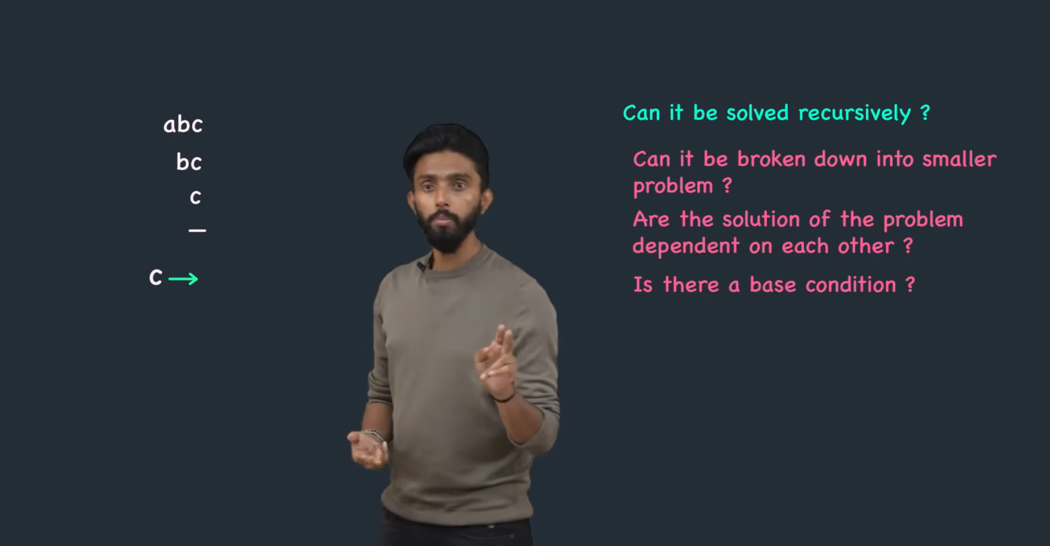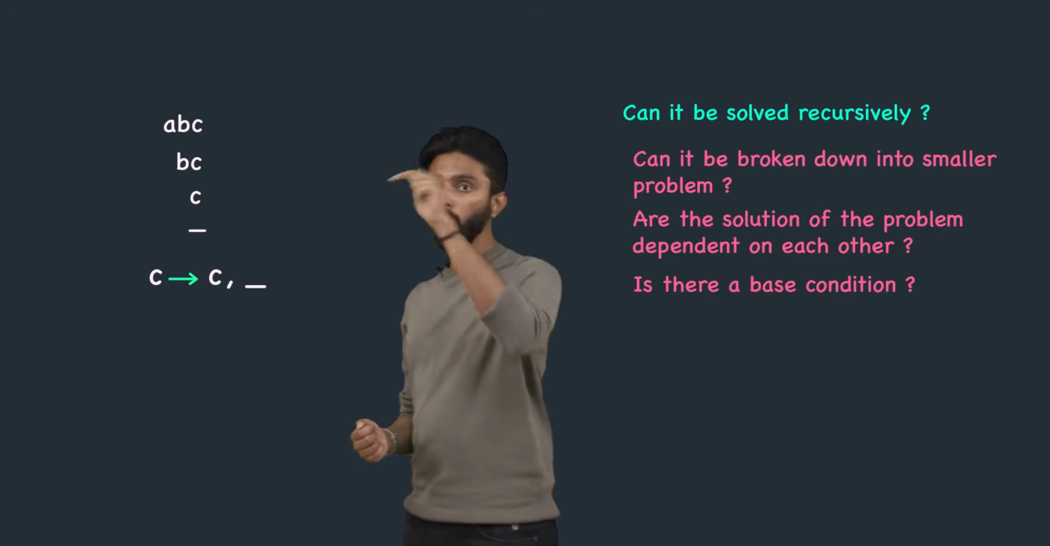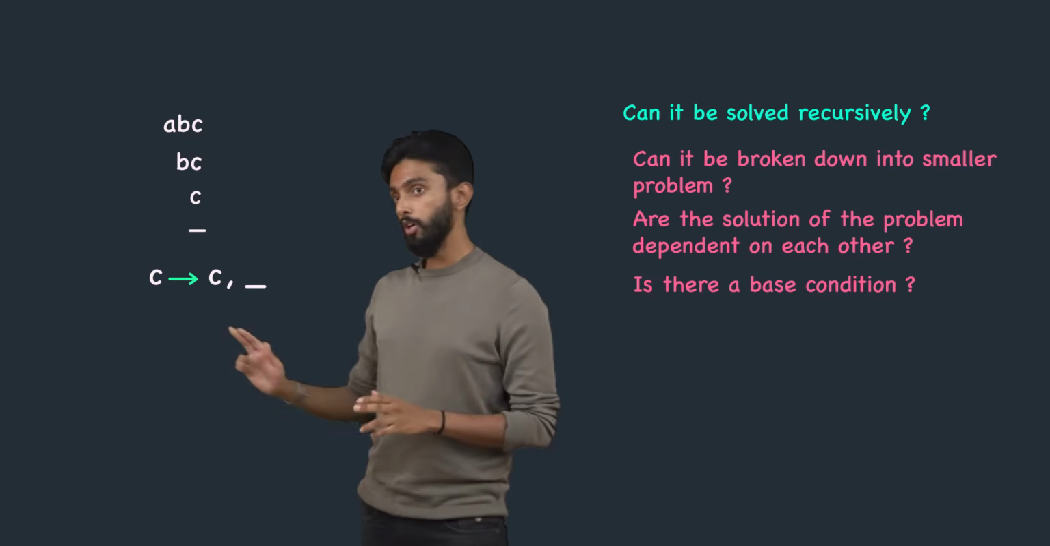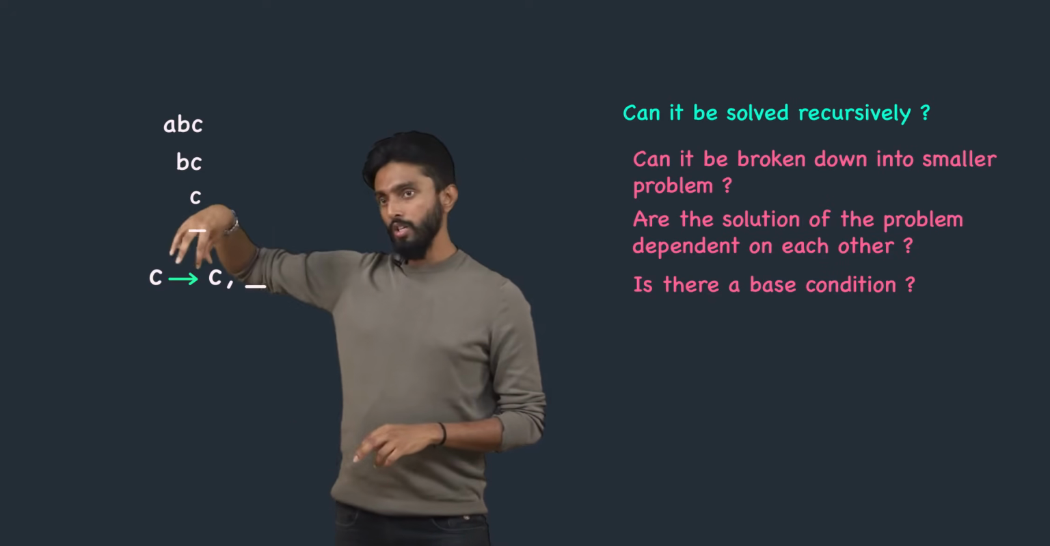Now what are the two combinations? Either you can pick C or you cannot pick C. If you don't pick C, it will be an empty string. I hope you're able to think. So what are the subsequences of C? C and an empty string.